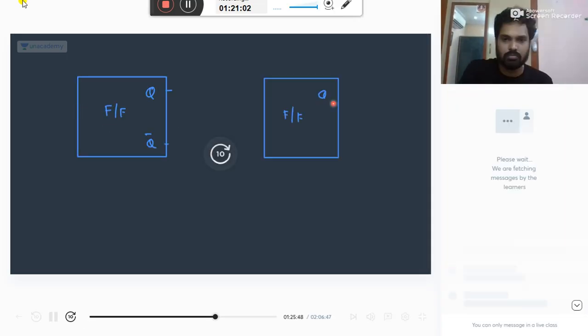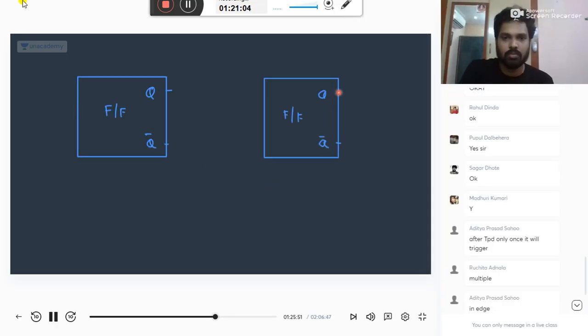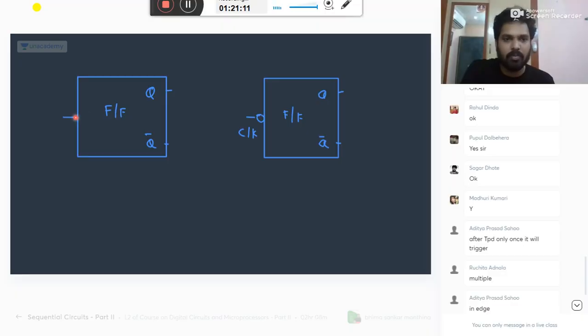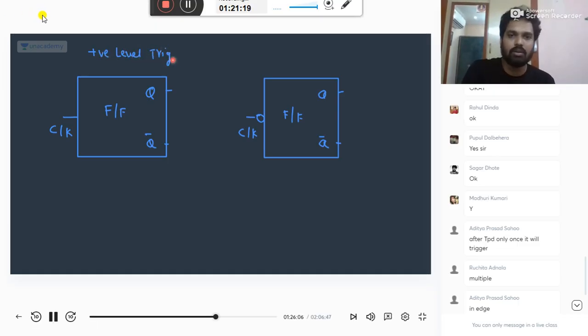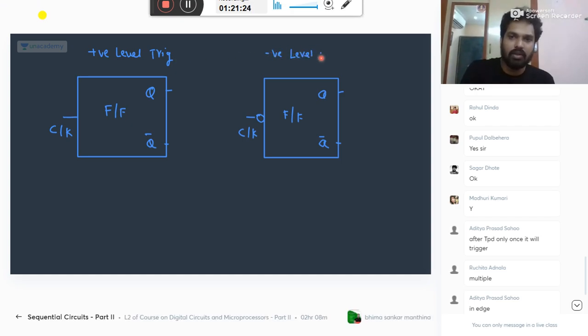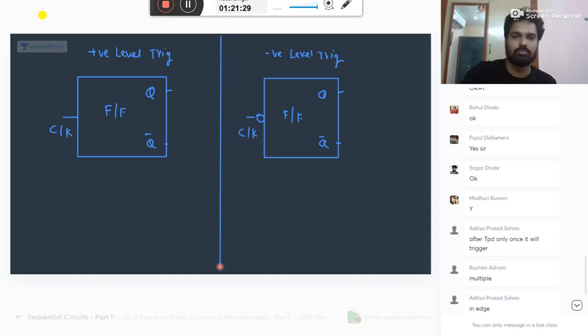Let's assume this is your flip flop. So this is the symbol used for the clock. Here it may be any flip flop. It is JK or SR. Don't worry about it. This is for positive level triggering. This is for negative level triggering. Okay. So what is the meaning of it? Let me explain with the help of figure.